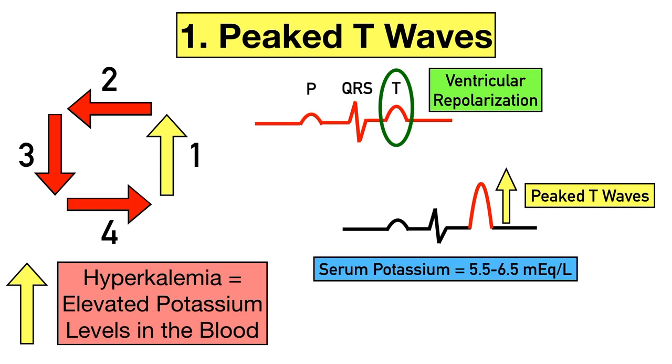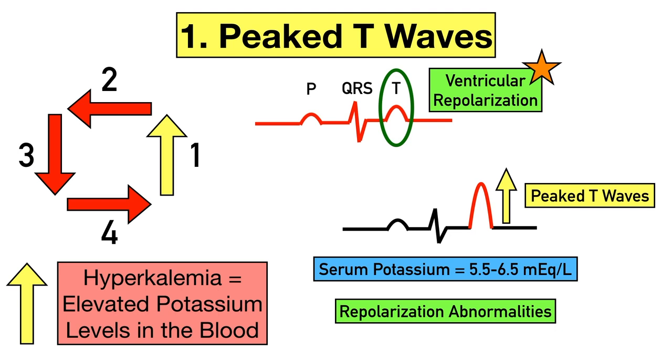Peaked T waves generally occur when potassium levels are about 5.5 to 6.5. Again, this is not a hard and fast rule, and you might see peaked T waves outside that range. The reason we see peaked T waves at potassium levels of 5.5 to 6.5 is because repolarization abnormalities can occur at these levels. And again, remember the T wave represents ventricular repolarization.